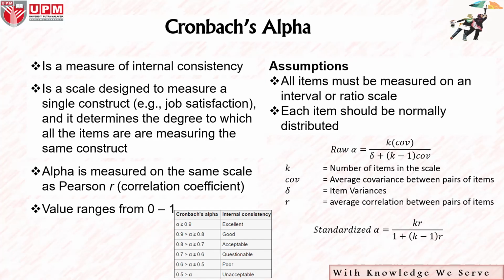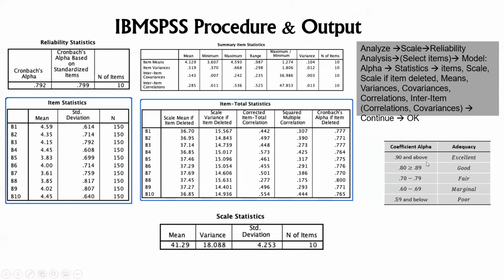Okay, understood. So next, the assumptions when you use Cronbach alpha: we make sure that all items must be measured on an interval or ratio scale. Each item should be normally distributed. This one is the manual calculation, but hopefully it will not be in the final exam. But this is the manual calculation, if later you continue to a PhD, this is it.